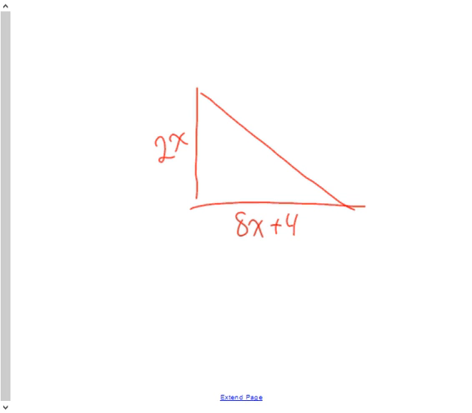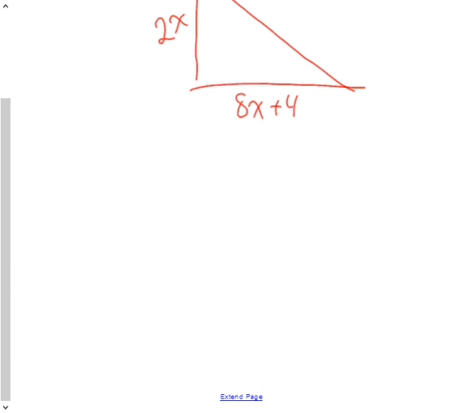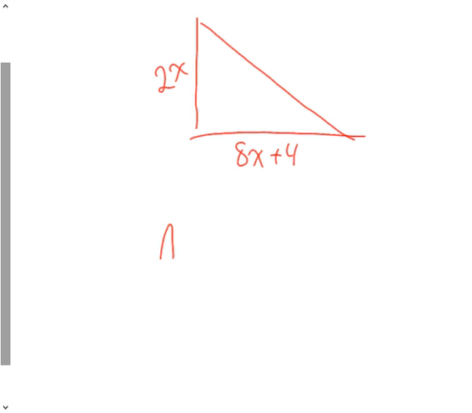Another question you're going to have on your test is a triangle, and I will give you a base, for example, 8x plus 4, and I will give you a height of 2x, and I will say calculate the area of this triangle. So the first thing you're going to have to do when you encounter a question with area is write a formula. So area equals base times height divided by 2.